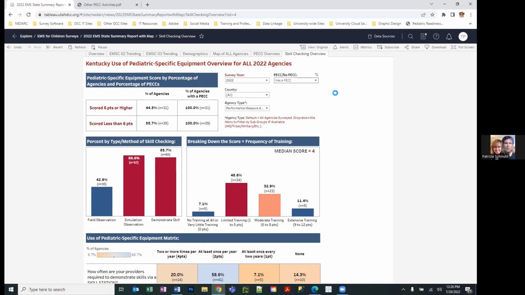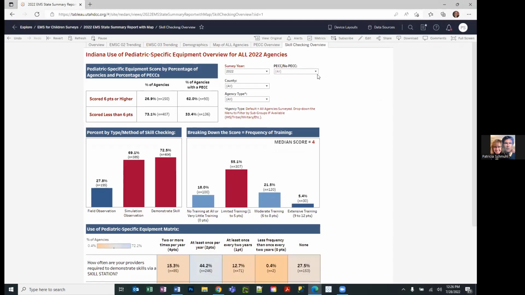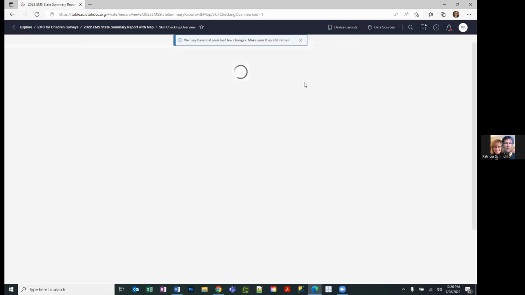And then you can go back to all if you want to. So the very last thing I just wanted to show, thanks to Margot in Indiana, is she did survey her air only groups. So if you did survey other groups, this will say all instead of performance measure only. So you can come down here and uncheck the performance measure agencies only and look at just those subgroups.